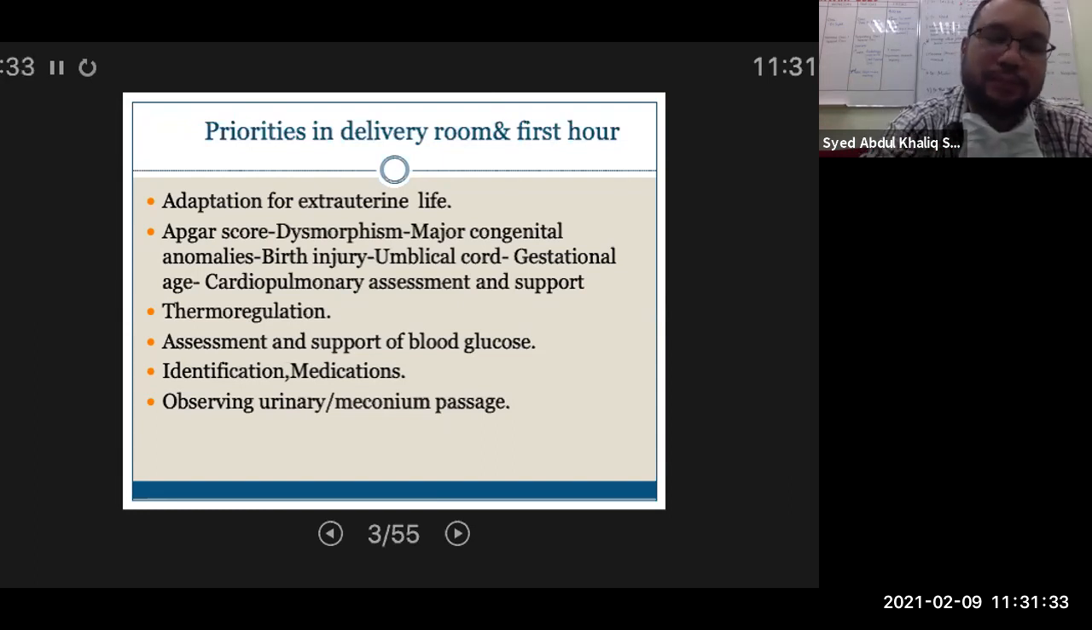We assess whether the baby is breathing well, the heart is beating well as well, so whether the child needs any extra cardiopulmonary support. We make sure we assess the thermoregulation, because newborn babies cannot regulate their temperature really well, especially immediately after birth, because in the mother's womb, the baby is warm. It's the mother's temperature, 36.5 to 37.5. So it's very, very warm.